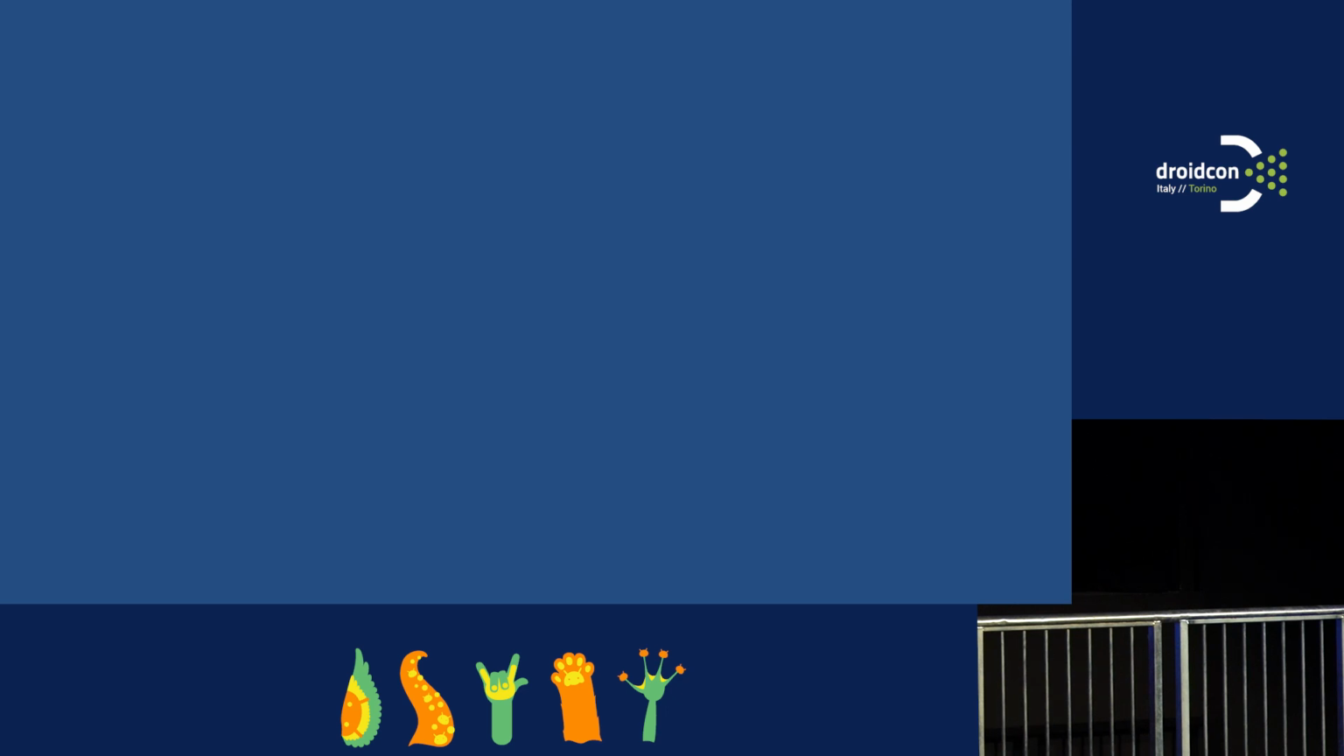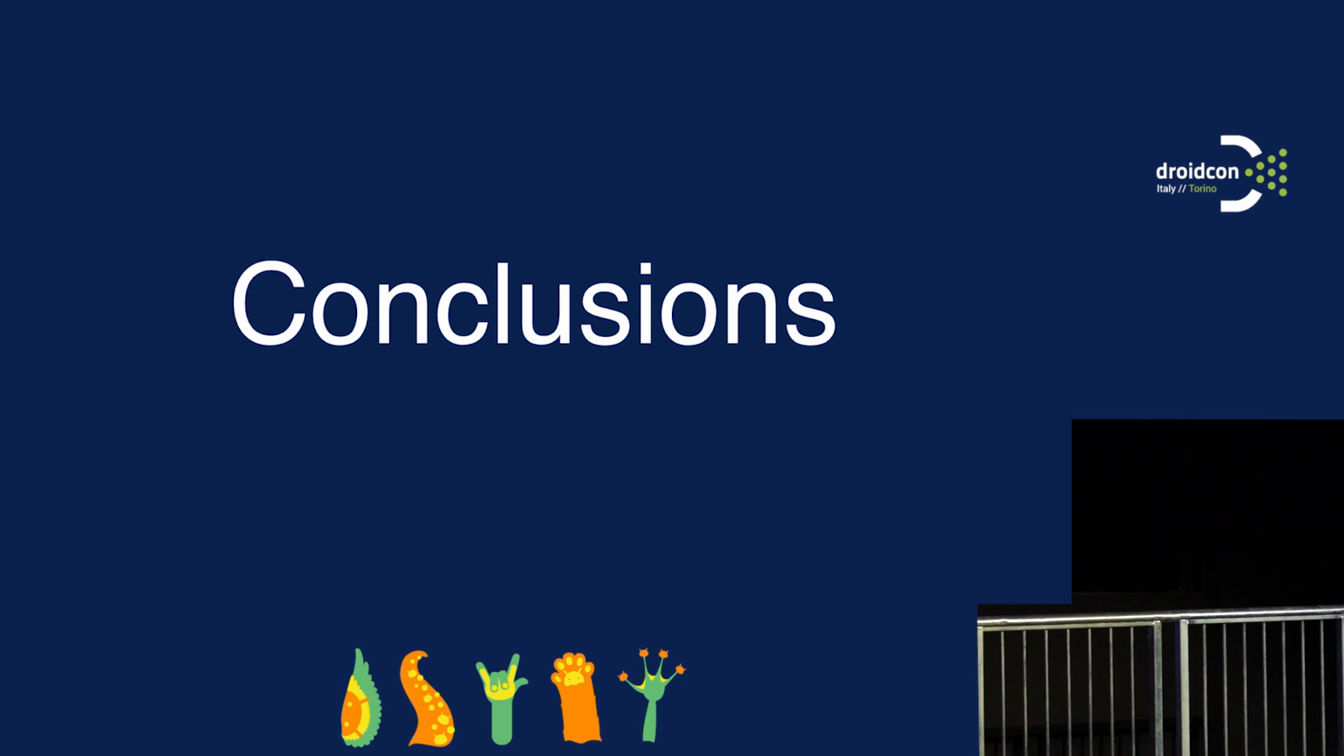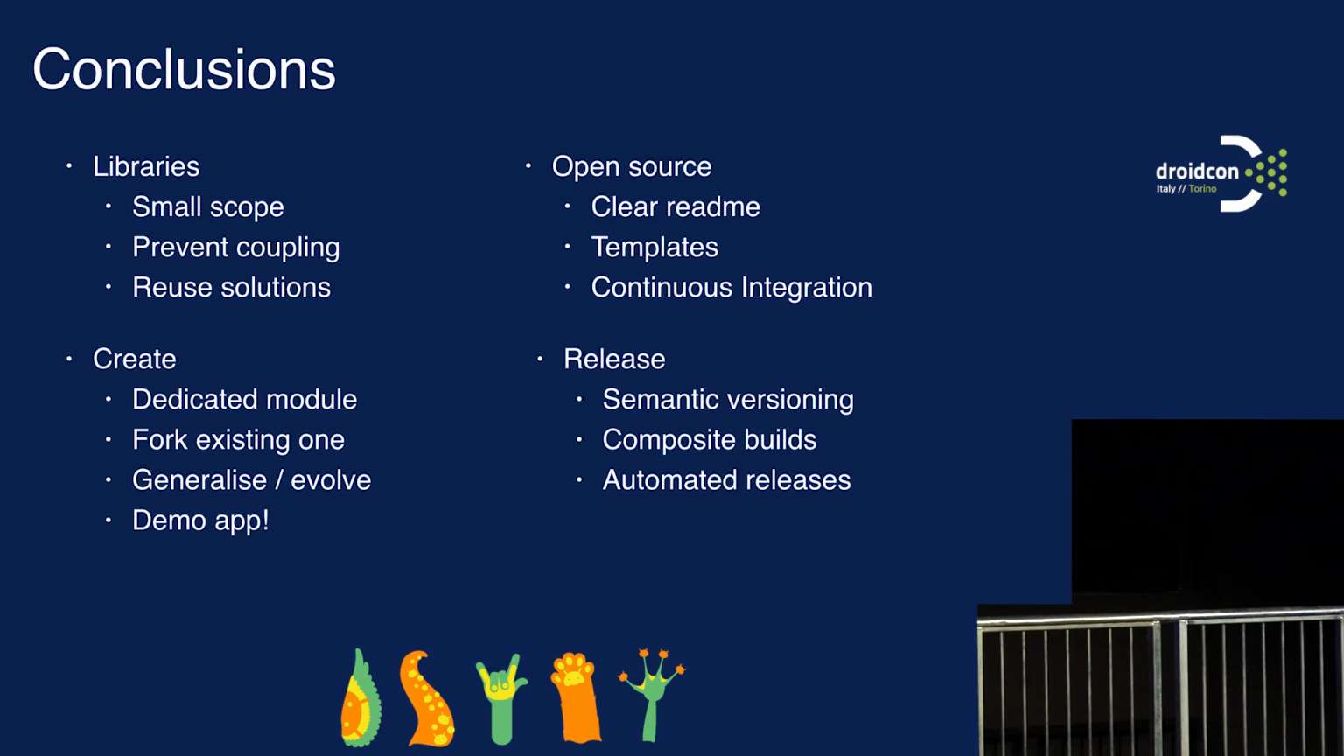Okay, so to recap, what we've seen so far is that libraries are good because they allow us to have a small scope to focus on a small set of features that we want to cover. They allow us to prevent coupling because they have a unidirectional communication between the project and the library. And they are a good solution to reuse code and solutions to problems in different projects. We can create them starting from a dedicated module or forking an existing library, and then they can be evolved, generalizing more to provide more flexibility to third-party projects.